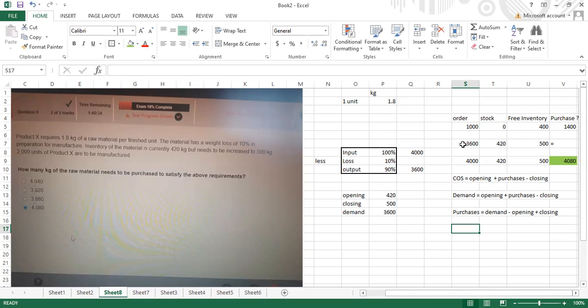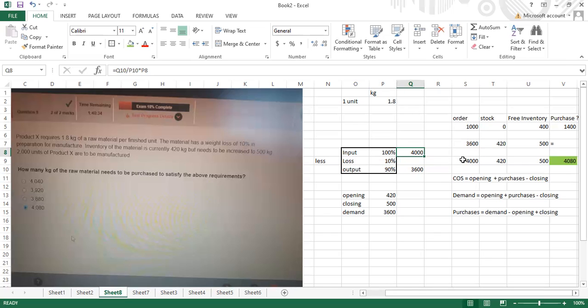But here, don't make the mistake of writing 3600. You need to check that this 3600 is your demand, which means it is your output. So we need to see how much the input should be. That's why you have to purchase or buy kgs of material, because there is a wastage as well, 10% wastage. So this is the relevant figure which we are going to take in the formula.